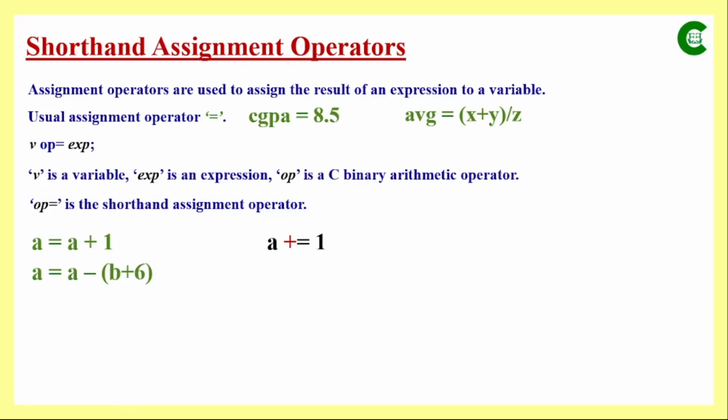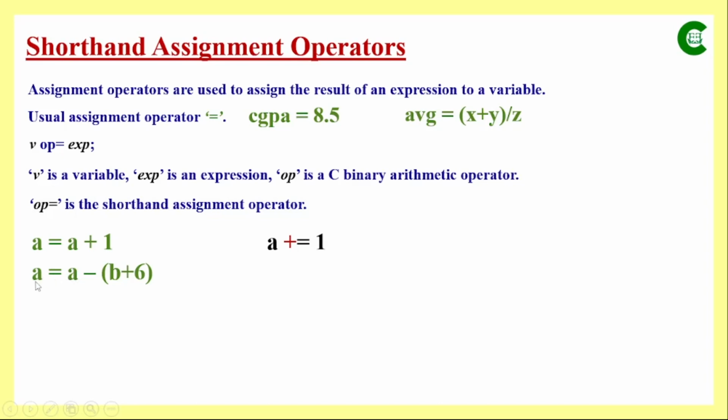Now here we have another example where a minus, and then within brackets b plus 6. Since this time we have b plus 6 within a bracket, that will be evaluated first, as we have seen in the precedence of arithmetic operators. After b plus 6 is evaluated, that value will be subtracted from a, and then that final value will be assigned to the variable a again.